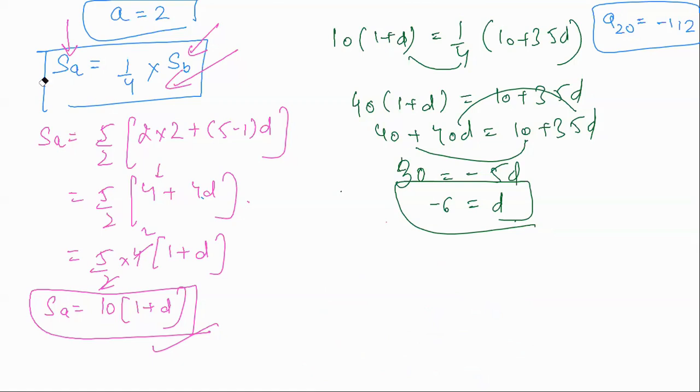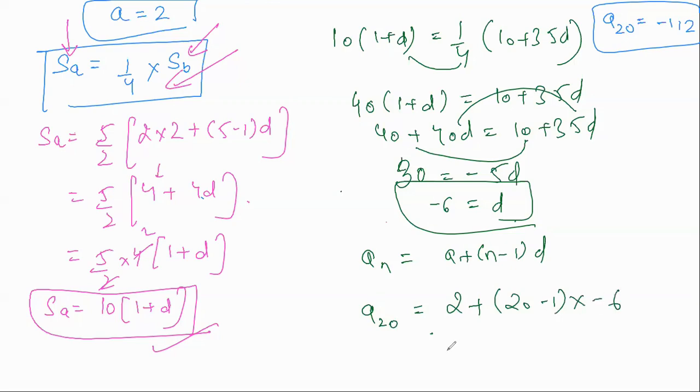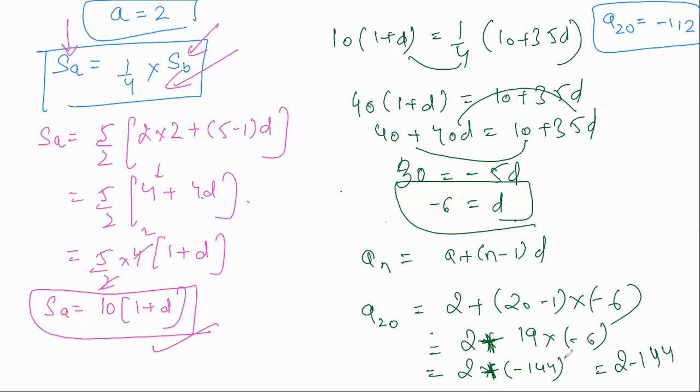Now let's talk about the 20th term. Whenever we have to find any term, we have the general nth term formula, which is a plus (n minus 1) times d. Now we have a, and we are talking about the 20th term, so we have n, and d is minus 6. So 2 plus 19 multiplied by minus 6. 19 times minus 6 is minus 114. So when you open the bracket, it will be 2 minus 114. So 114 minus 2 is 112, giving minus 112. So the 20th term is minus 112.